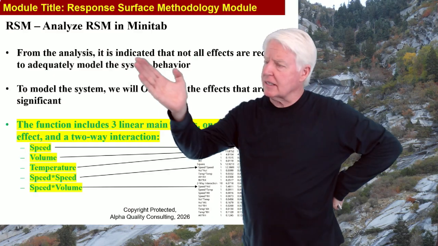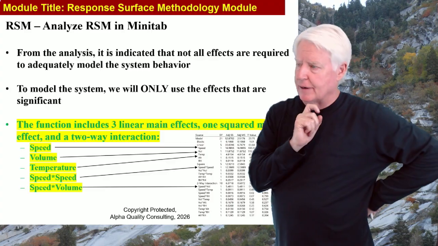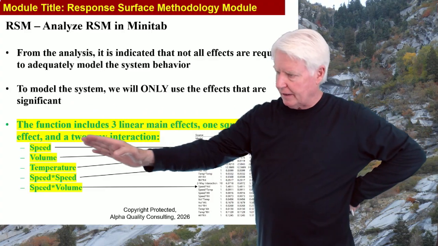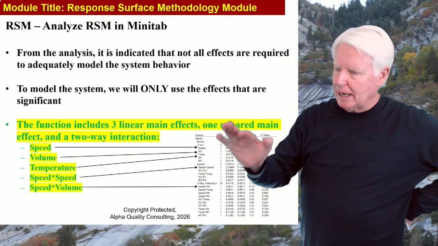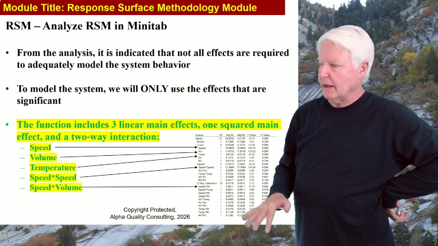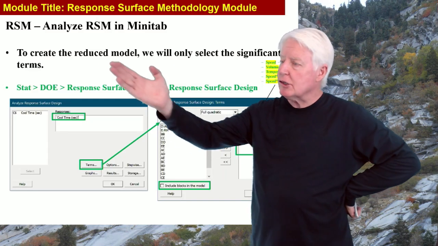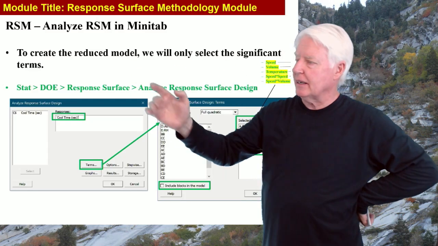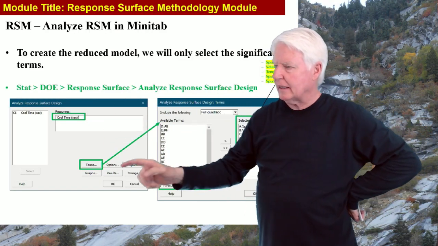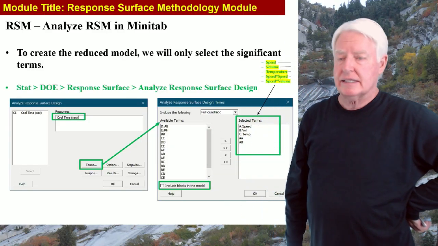From the analysis, it is indicated that not all of the effects are required to adequately model the system behavior. To model the system, we only use the effects that are significant. And here we've already talked about those. Which ones were significant? I put an arrow to them again, just to know where we got that from. So now, to create the reduced model, we will only select significant terms. Now we go to Stat, DOE, Response Surface, Analyze Response Surface Design. We go back, select that again. Here are all the available terms, and we're just going to pick the ones that were statistically significant.